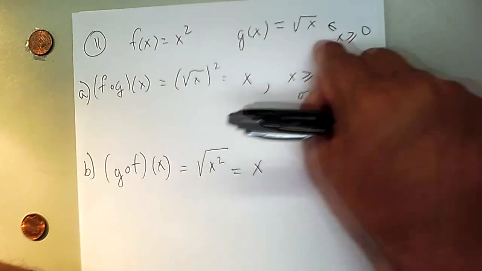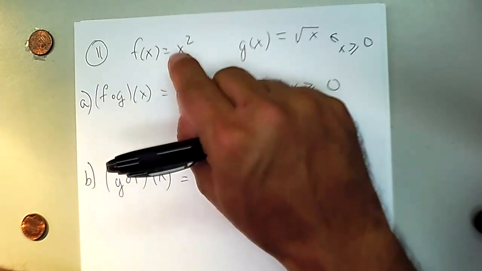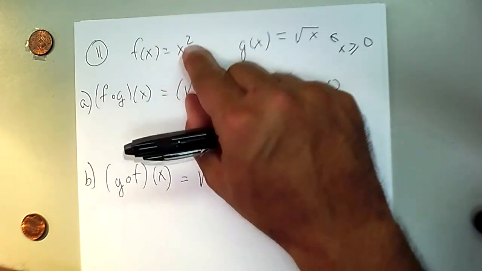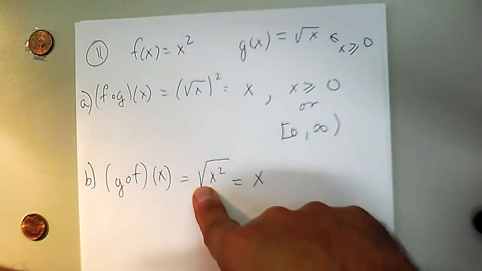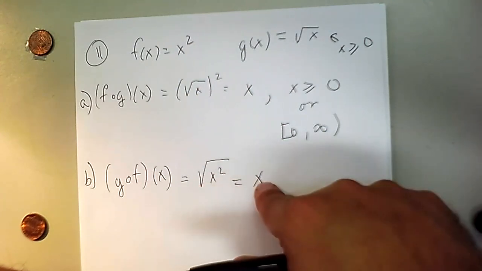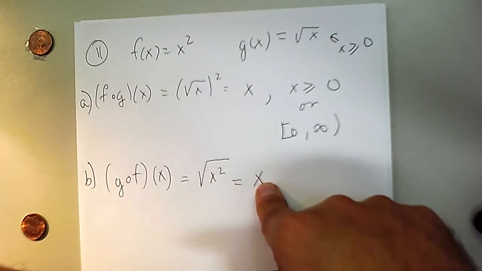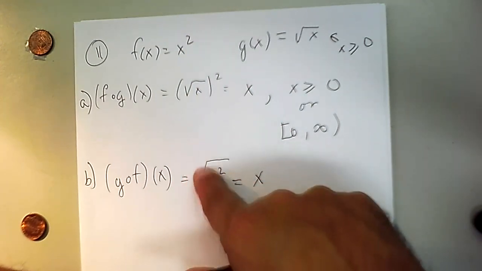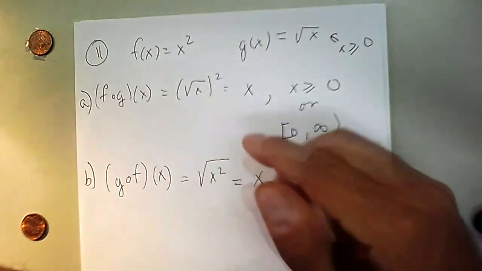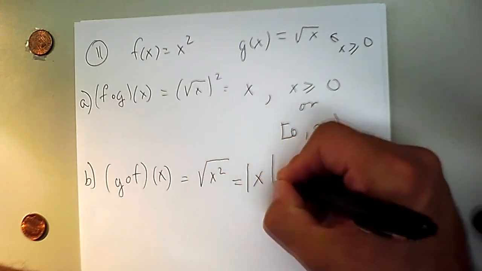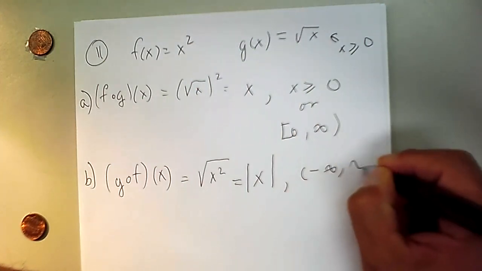They don't cancel, because if we had a negative number here, say the input was -3, when we square it, we end up with +9, and the square root implies the principal root, which is the positive root, so the answer would be 3. So if the input was -3, it would be wrong to put -3 here, because we always want the principal root. So this is incorrect. What we have to have is the absolute value of x. And the domain is all real numbers.